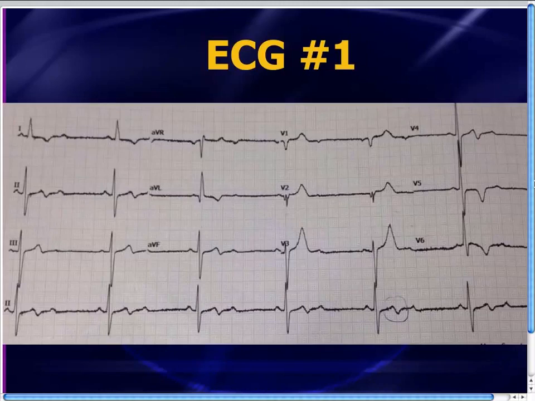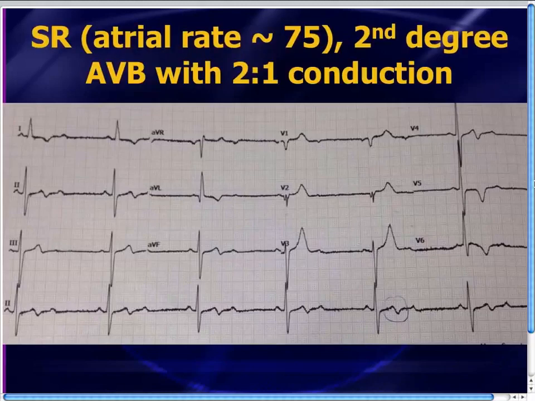So by convention, when you have second degree AV block with 2-to-1 conduction, you don't bother calling it Mobitz 1 or Mobitz 2. You simply call it second degree AV block with 2-to-1 conduction. That's the convention that's typically used by the purists in the EKG books out there. So, second degree AV block with 2-to-1 conduction. The atrial rate, by the way, is about 75, and so that's your rhythm.